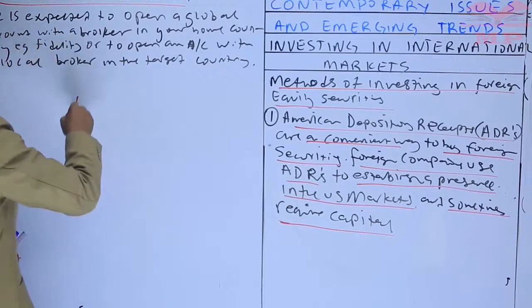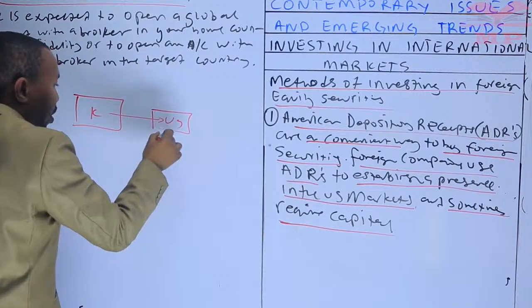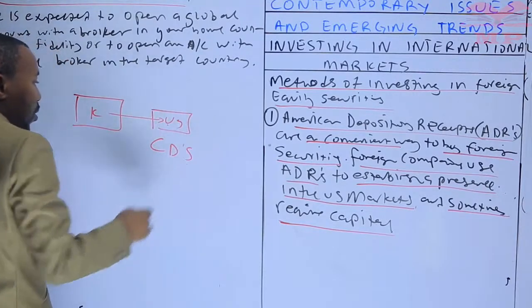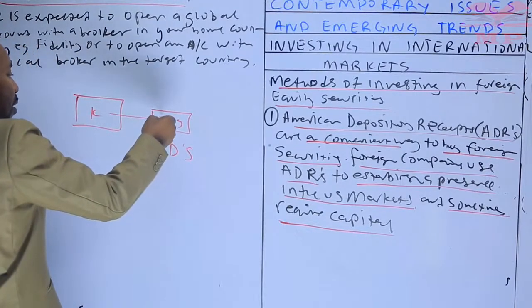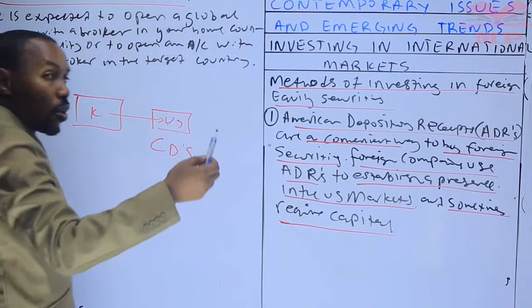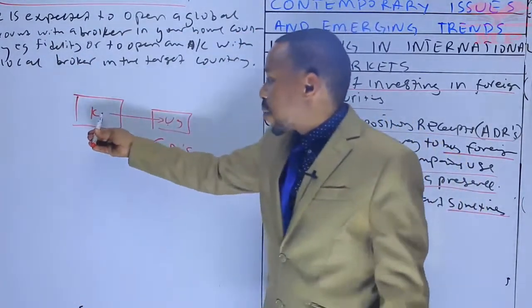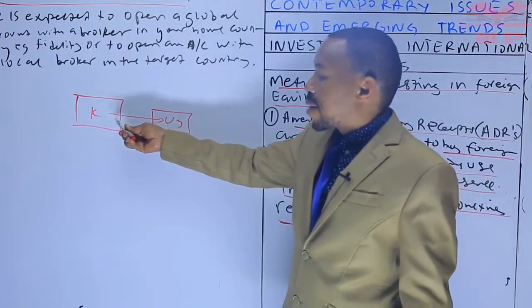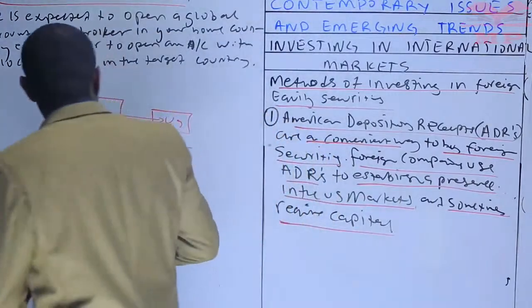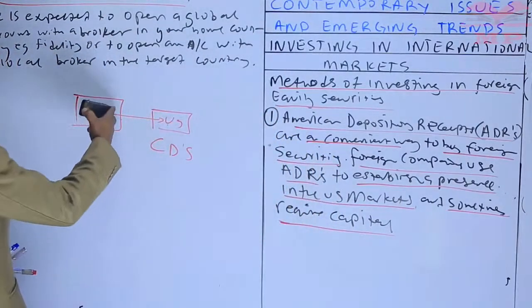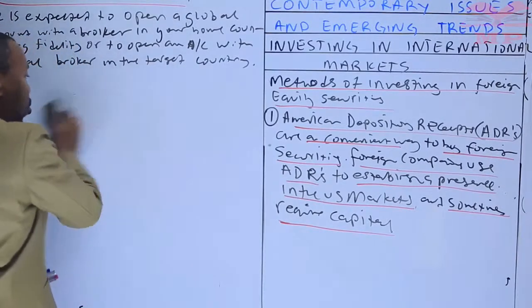You decide that this is Kenya, you want to invest in Uganda, you go and open, say, for example, a CDS account, Central Depository and Settlement account, in Uganda. Once you open a CDS account in Uganda, you can invest or purchase securities as you wish. When currency flows from Kenya to Uganda, you expect a conversion exchange rate between Kenya shillings and Uganda shillings. So you need to convert the Kenya shillings into Uganda shillings to be able to participate and invest in securities in Uganda. That's direct investing.